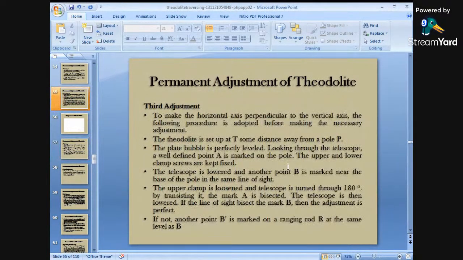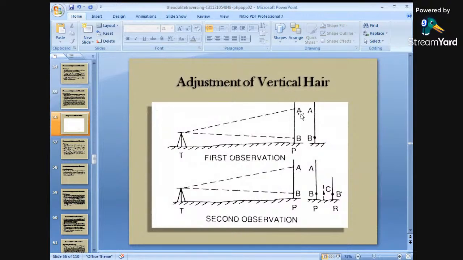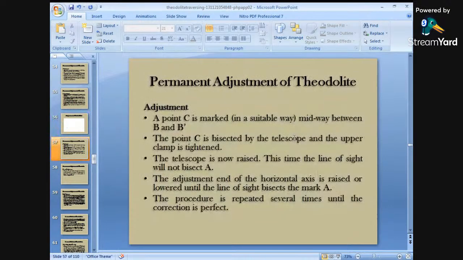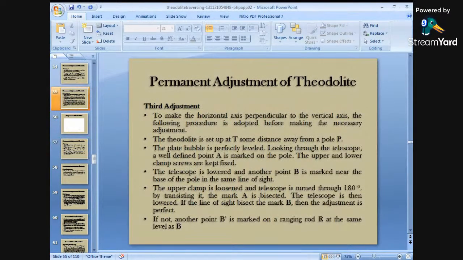After that, now the telescope is lowered and another point B has been marked near the base of the pole on the same line of the side. You can see that there is another point which has been marked below, near the base, as point B. After that, the upper clamp is loosened and the telescope has been turned through 180 degrees by transiting it.